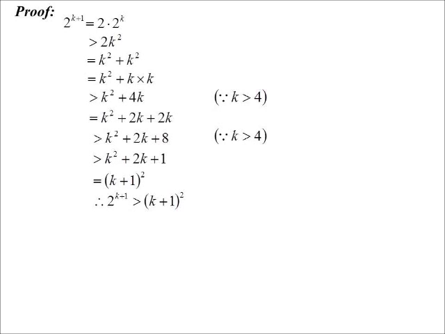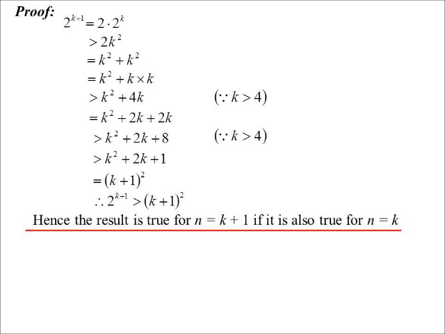The one thing I must do when I'm going down, if I use an inequality sign, I've got to use the same one all the way down. Because if I was to write a line down now that said, oh, this is less than something, now my proof's no good, because I'm saying this is bigger than this line, which is less than this line, and I've lost the whole thing. Hence, true for k plus 1 if also true for k.